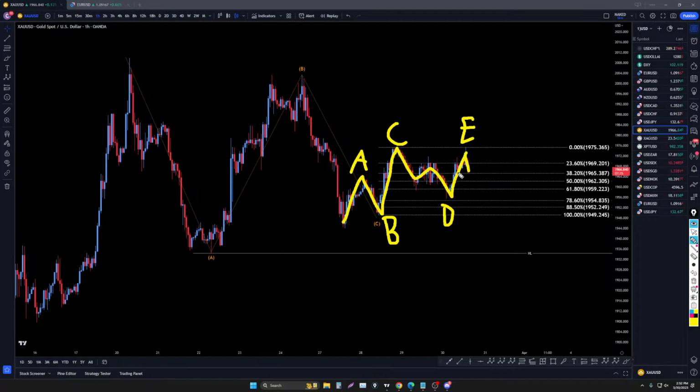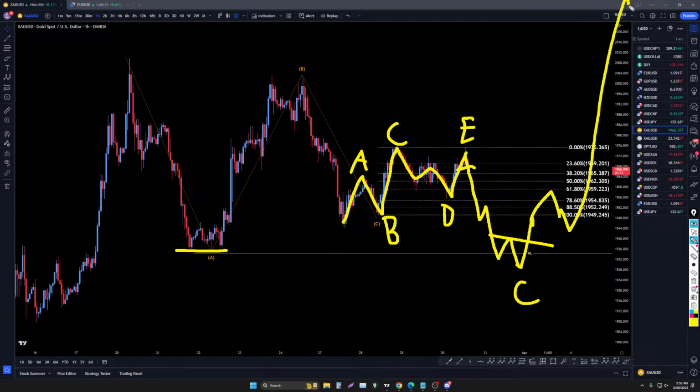It definitely looks like a turn. It definitely looks like it's taking out structure. It probably is going to go down and take out this low right here, and it probably is still going to be a wave C. I still think it will go up eventually, probably shortly after breaking that low, and end up continuing the uptrend.